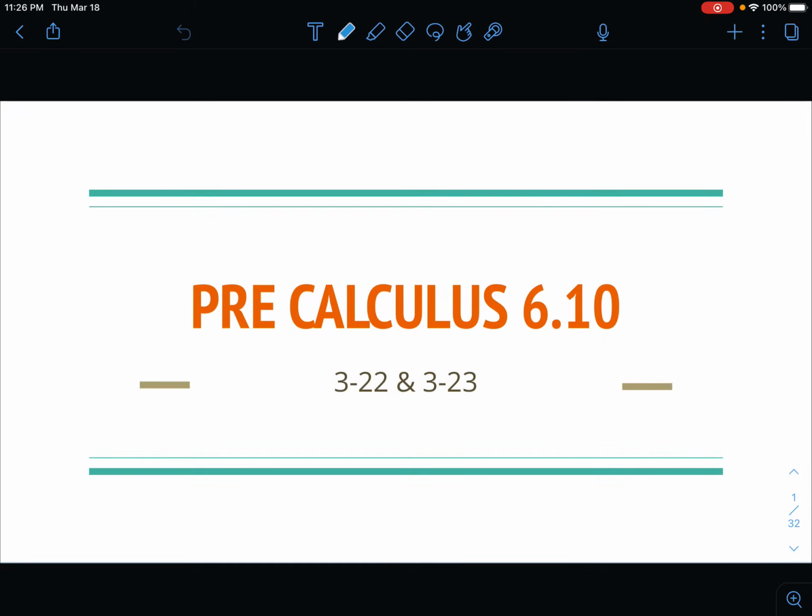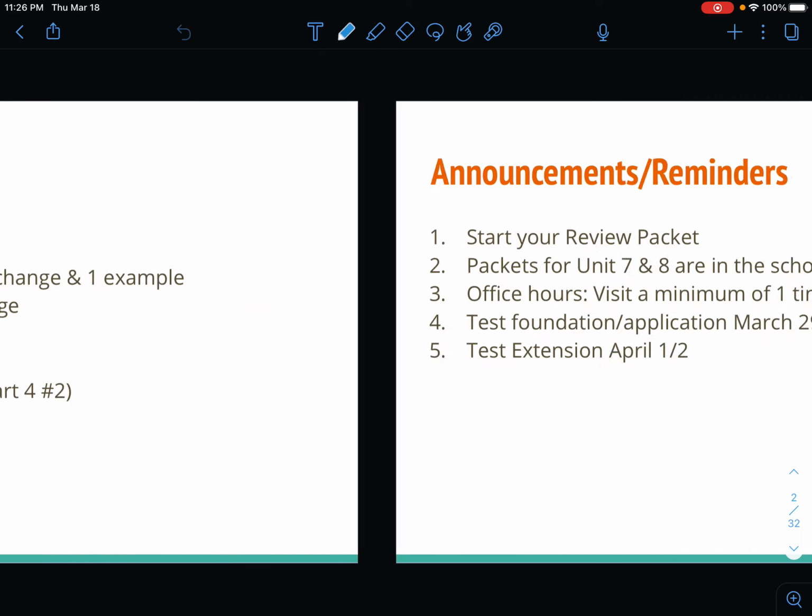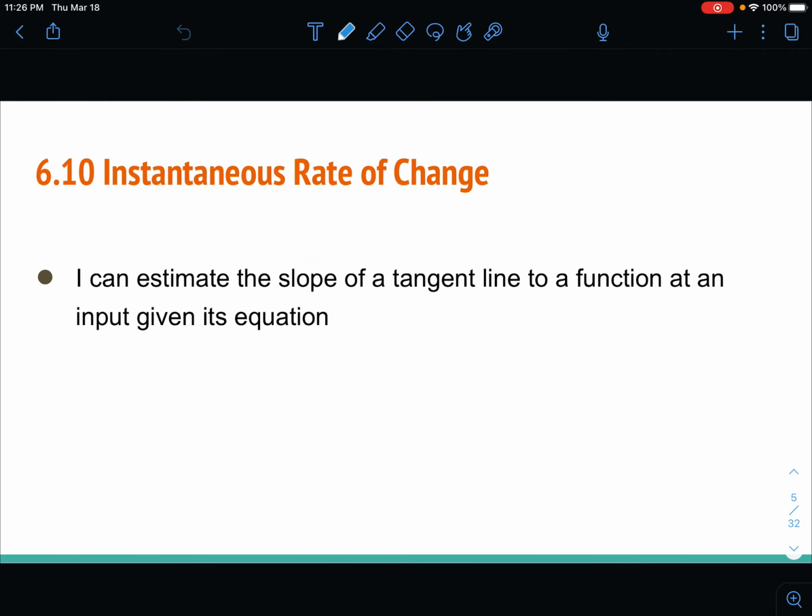Hi students, this is your lesson 6.10 and it will be covering the instantaneous rate of change. So this is where you're going to estimate the slope of a tangent line to a function at a certain input given the equation. So I'm going to start you with the equation and we'll be able to go from there.